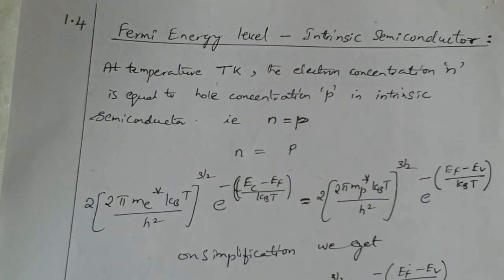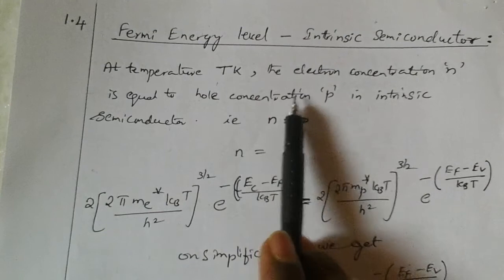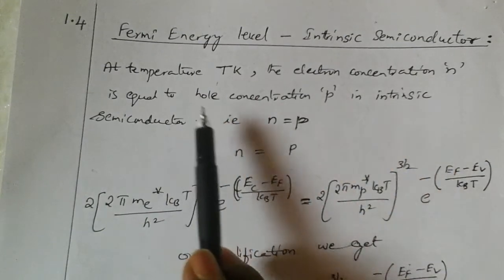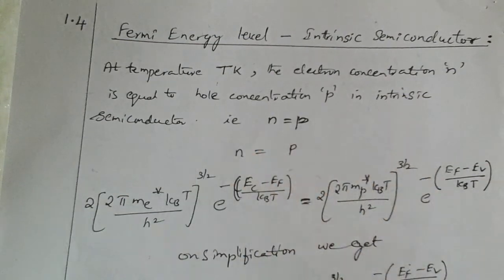Now we are discussing the Fermi energy level in an intrinsic semiconductor, meaning the position of the Fermi energy level in an intrinsic semiconductor. We are taking a temperature of T Kelvin. The electron concentration n is equal to the hole concentration p in an intrinsic semiconductor.